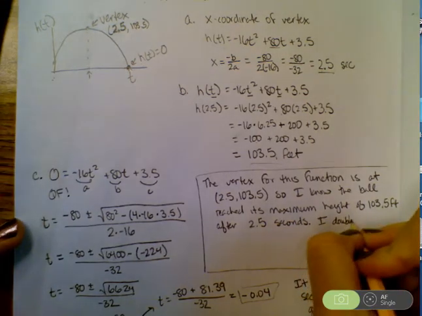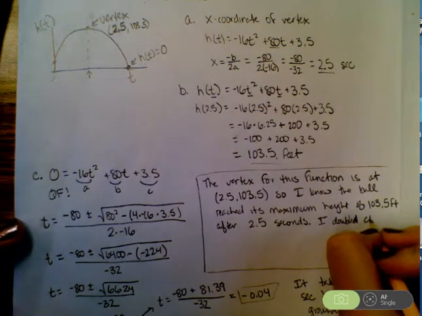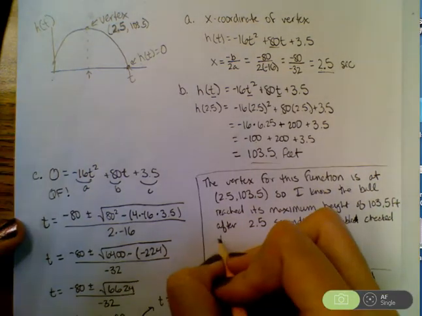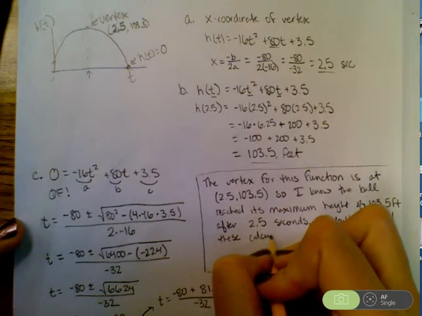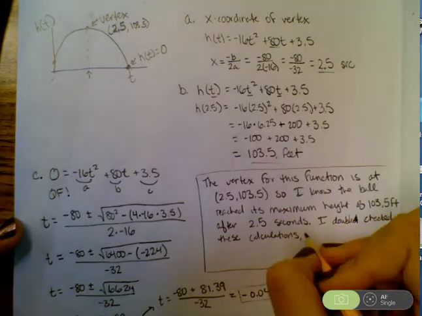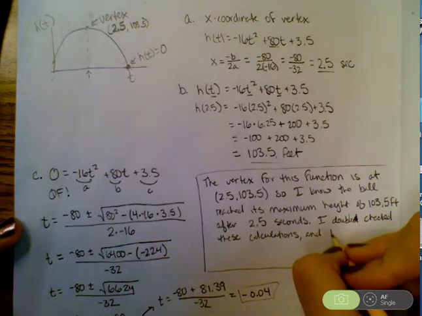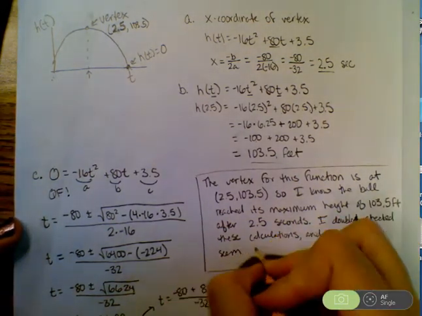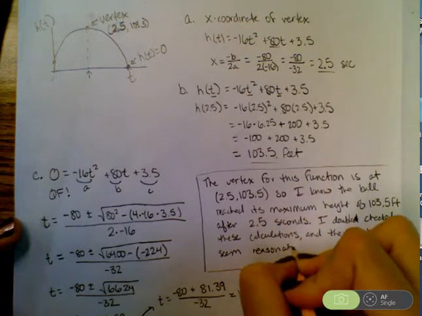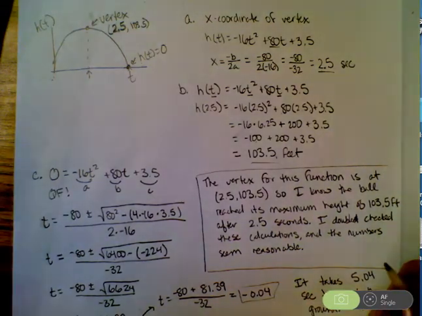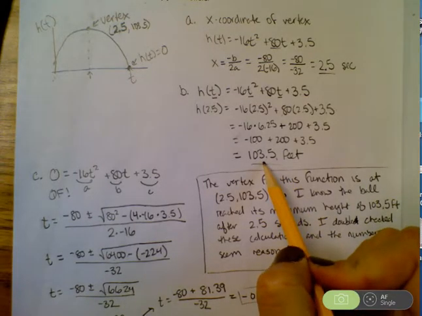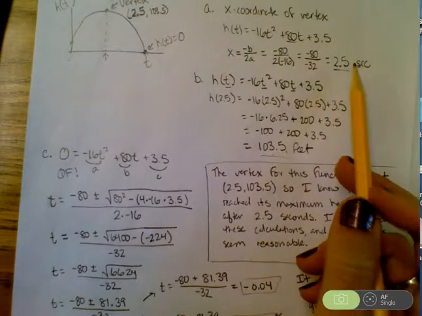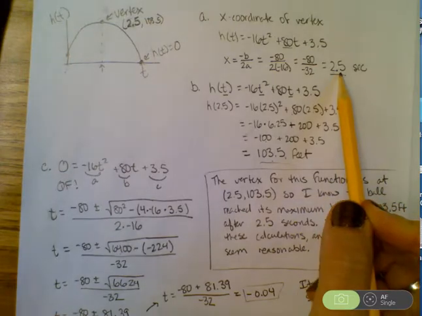I double checked these calculations, and the numbers seem reasonable. Now, you don't want to just say they're reasonable if they're not. For example, if this had been 2,600 feet and you're talking about a baseball, that's not reasonable. But 103 feet is reasonable for a baseball. 2.5 seconds is reasonable for the amount of time it was in the air.